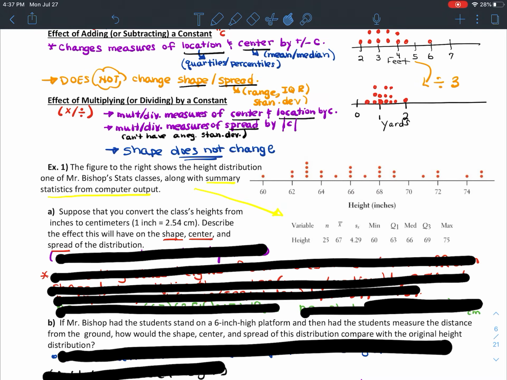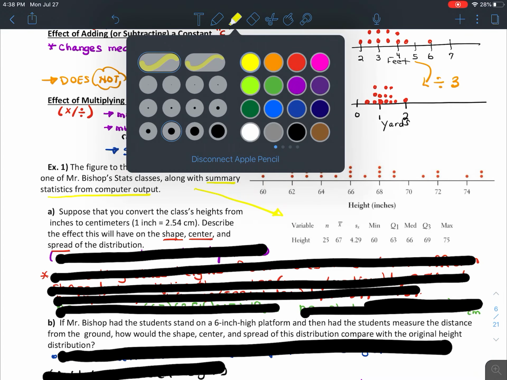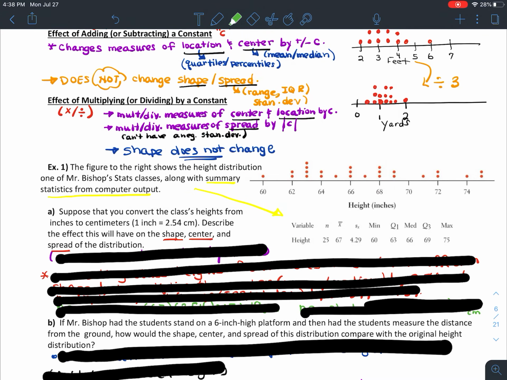Okay, so let's look at this example. It says the figure to the right shows the height distribution of one of Mr. Bishop's stats classes along with the summary statistics in the computer output. Right down here, I'm just going to highlight a couple of things in this computer output. I want to start by highlighting what the mean is. Here we have a nice dot plot. This is the height of his students in his class in inches, and the average height is 67.